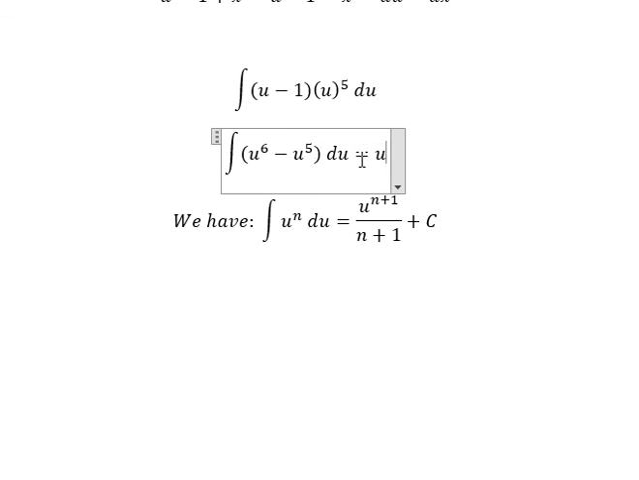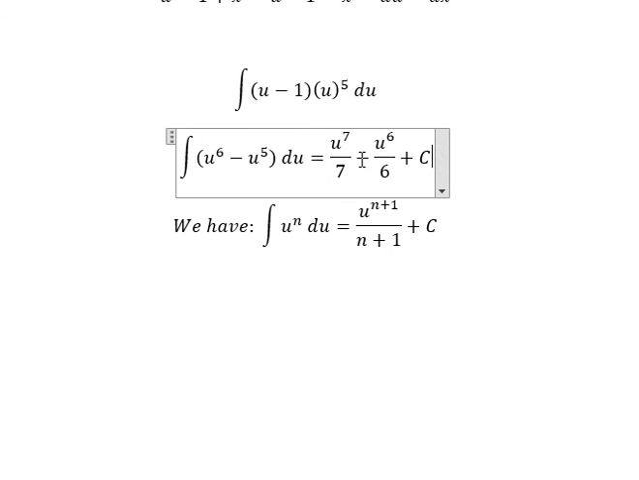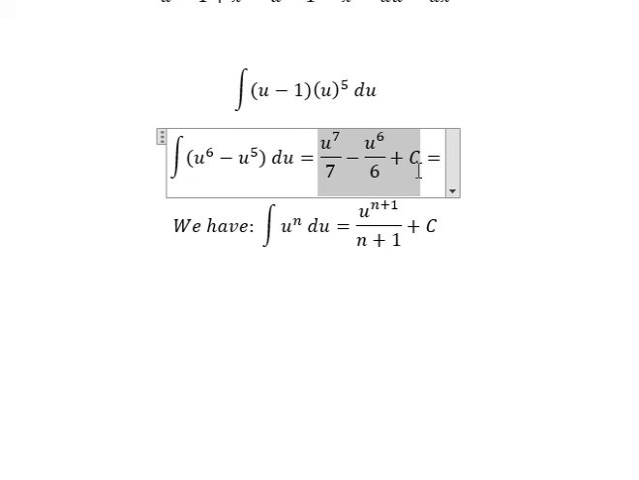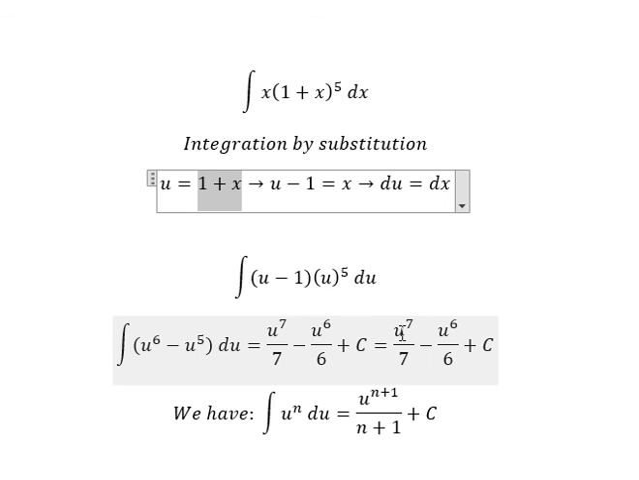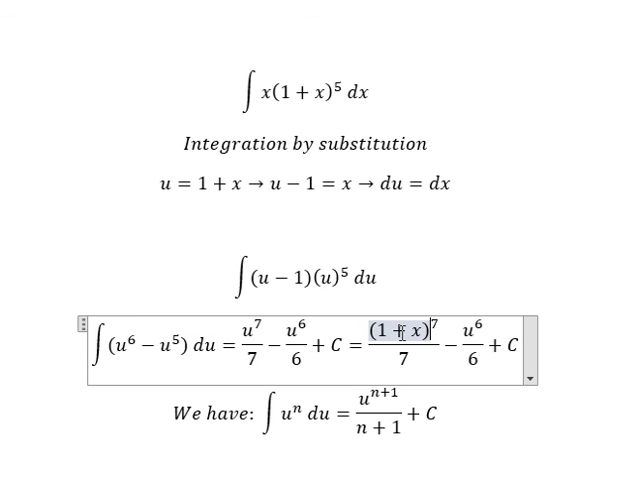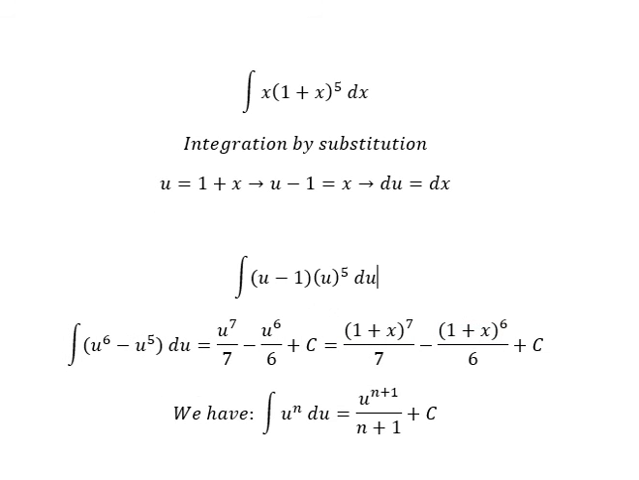So we have u to the power of 7 over 7 minus u to the power of 6 over 6, and we put c. About u, that is about this one. And this is the final answer.